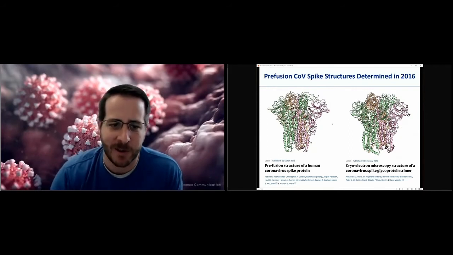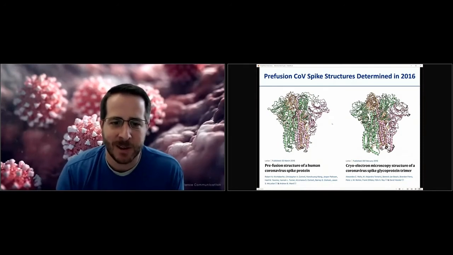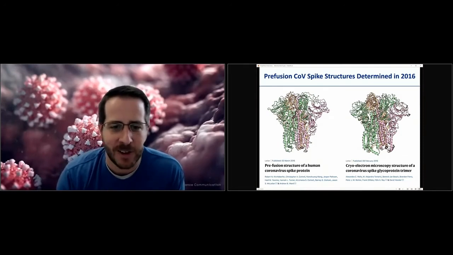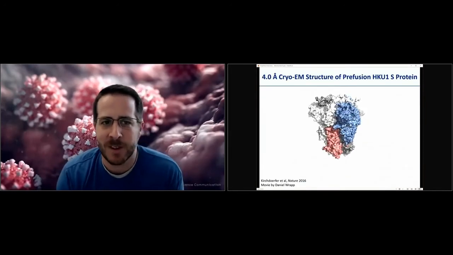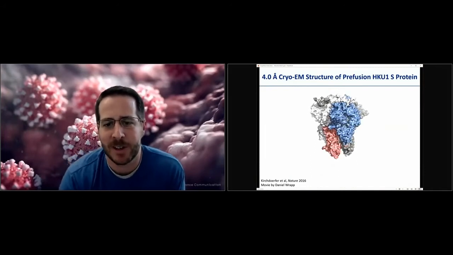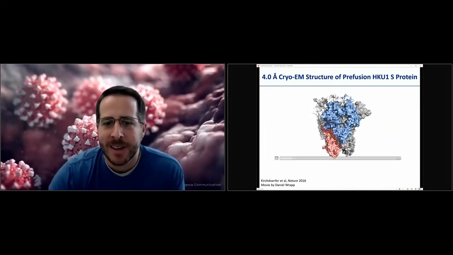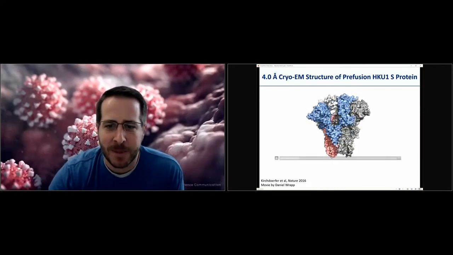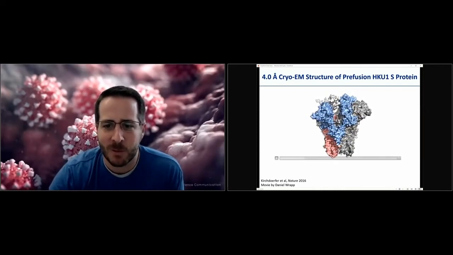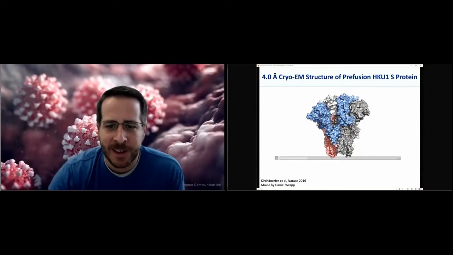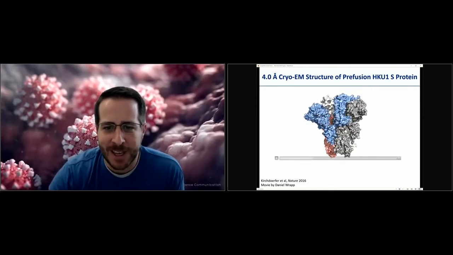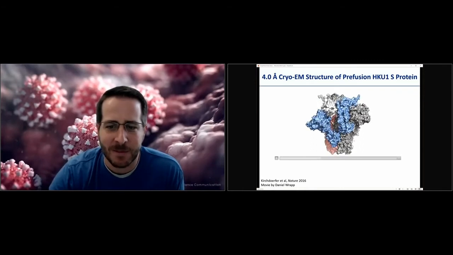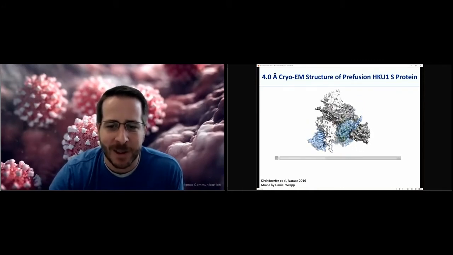And overall, they were pretty similar, and we learned a lot about the architecture and function of these spikes. So here's a movie of the 4-angstrom cryo-EM structure of HKU1. See the S1 subunit in blue, S2 subunit in pink. The other 2 protomers are in white and gray. And see how the S1, we knew about the N-terminal domain and the receptor binding domain. There are some new domains which we were not aware of.